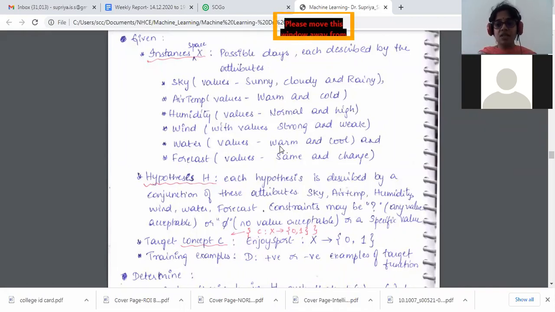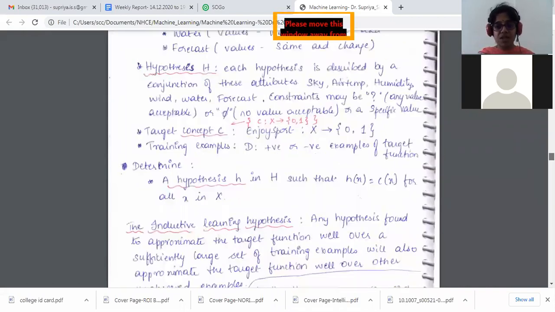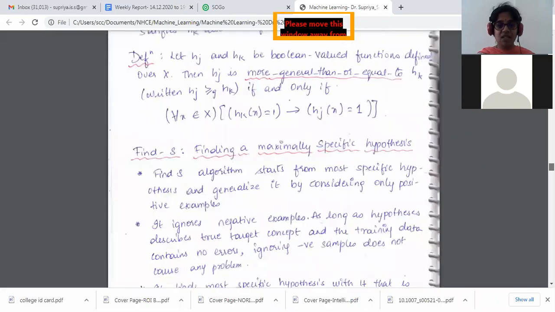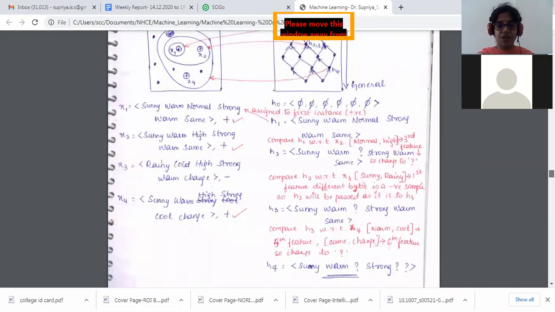So there are 6 parameters. For the 6 parameters, I give certain instances, and the instances are here. The first instance is sunny. If the sky seems to be good for me to go ahead, sunny. The air temperature is warm, humidity is normal, wind is a bit strong, the water is warm, and the same goes for the forecast. If all of these things are better, and I would really like to go and play out today, I will give a positive for that.